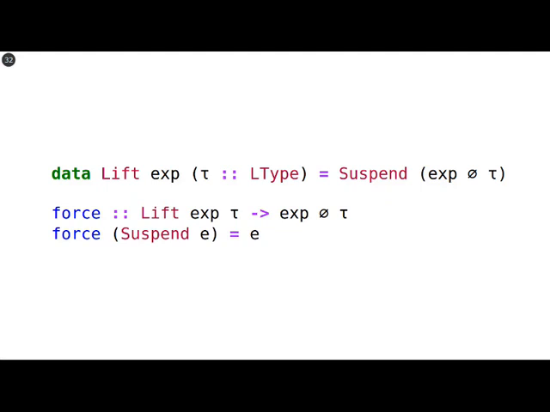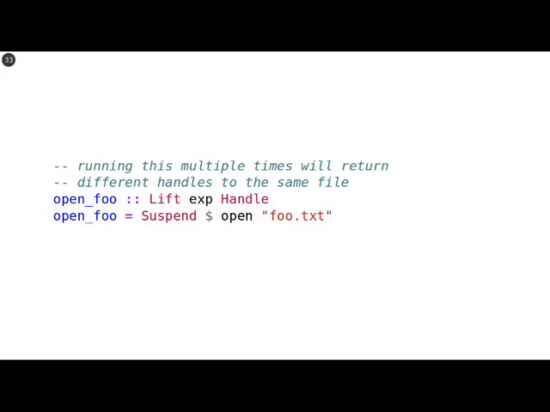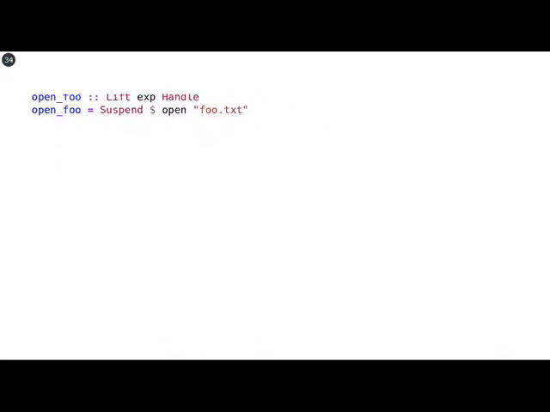Okay? And so I call this operation suspend, and I call its elimination force, because I think of these as suspended computations. So for example, if you open a file that has type handle, and it uses no linear variables, you can suspend that computation, and then every time you force that computation, you'll get another handle to that same file, for example.